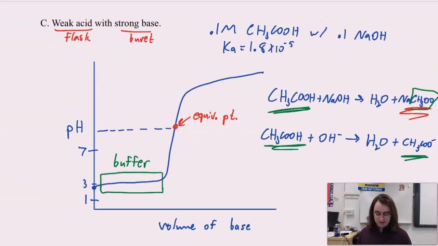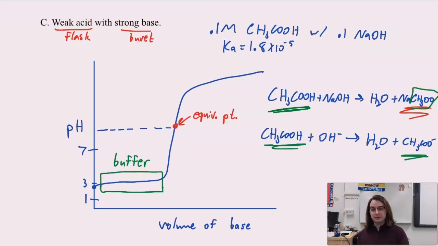And then when you have weak acids and strong bases, or weak bases and strong acids, the pH is going to be above 7 or below 7 respectively, and there's a buffer occurring at the beginning. It's really the big takeaway.